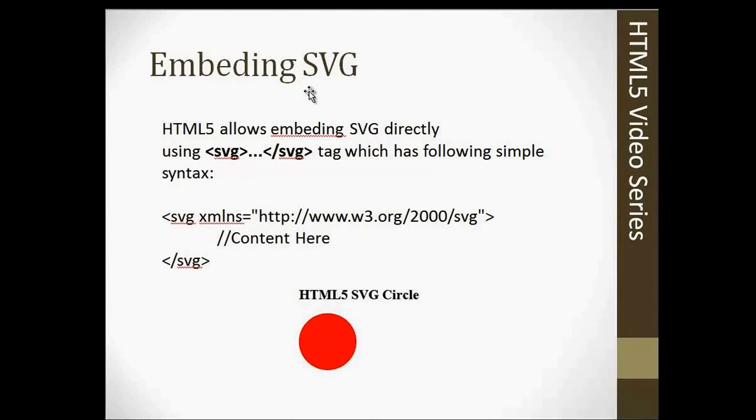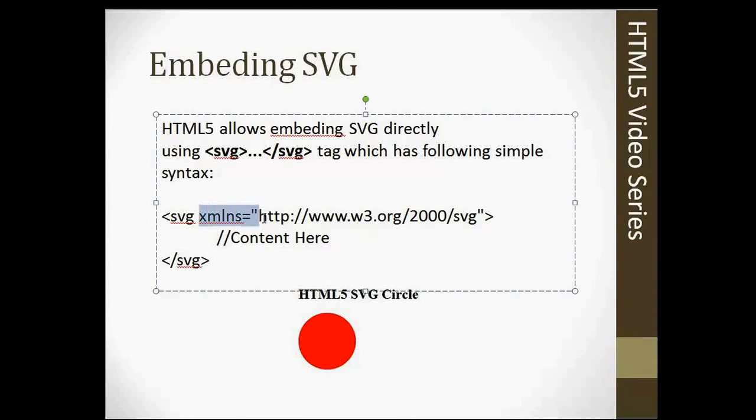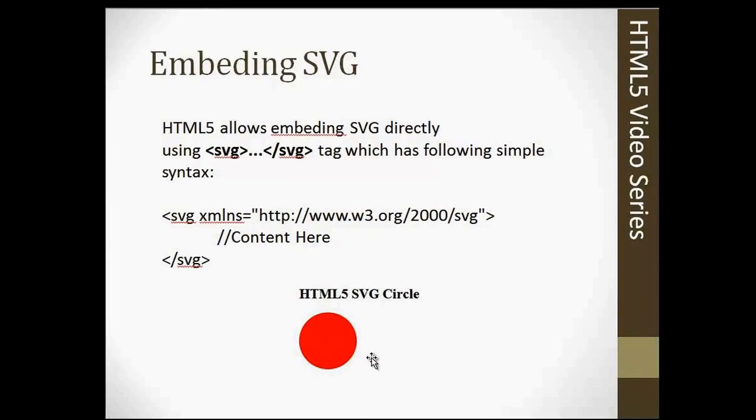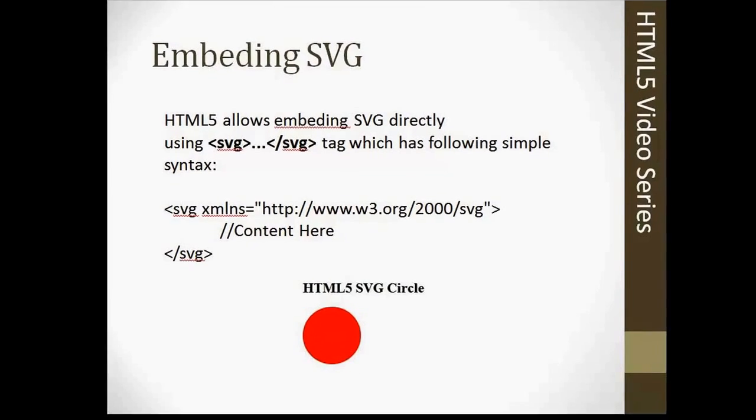Now, embedding SVG into HTML uses the SVG tag, which follows a simple syntax, which you can see right here. SVG open tag, and then we define the XML standard, and then the content will go in between the SVG tags, which we will do the second part of this program. And you can see here, this is an example of just a simple SVG circle.